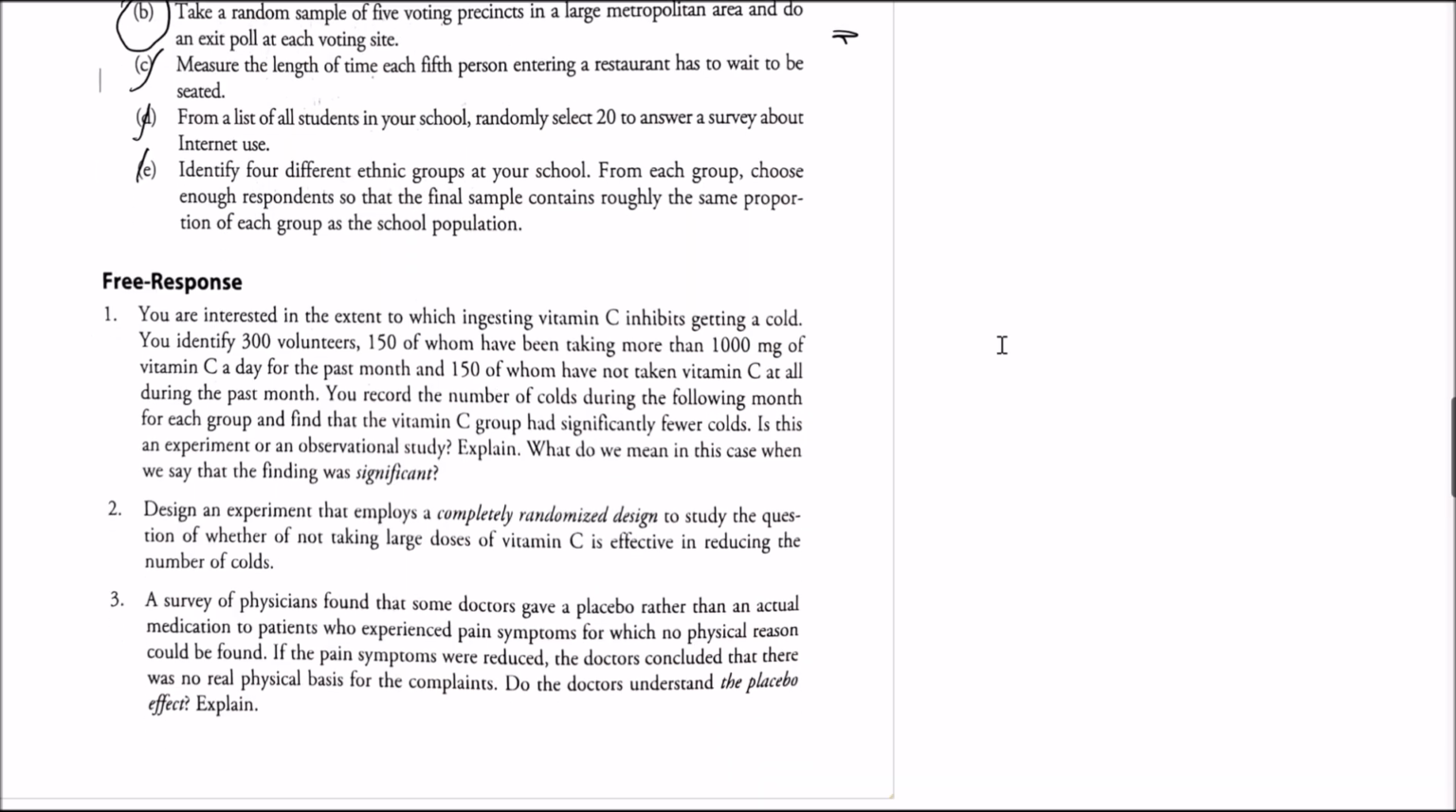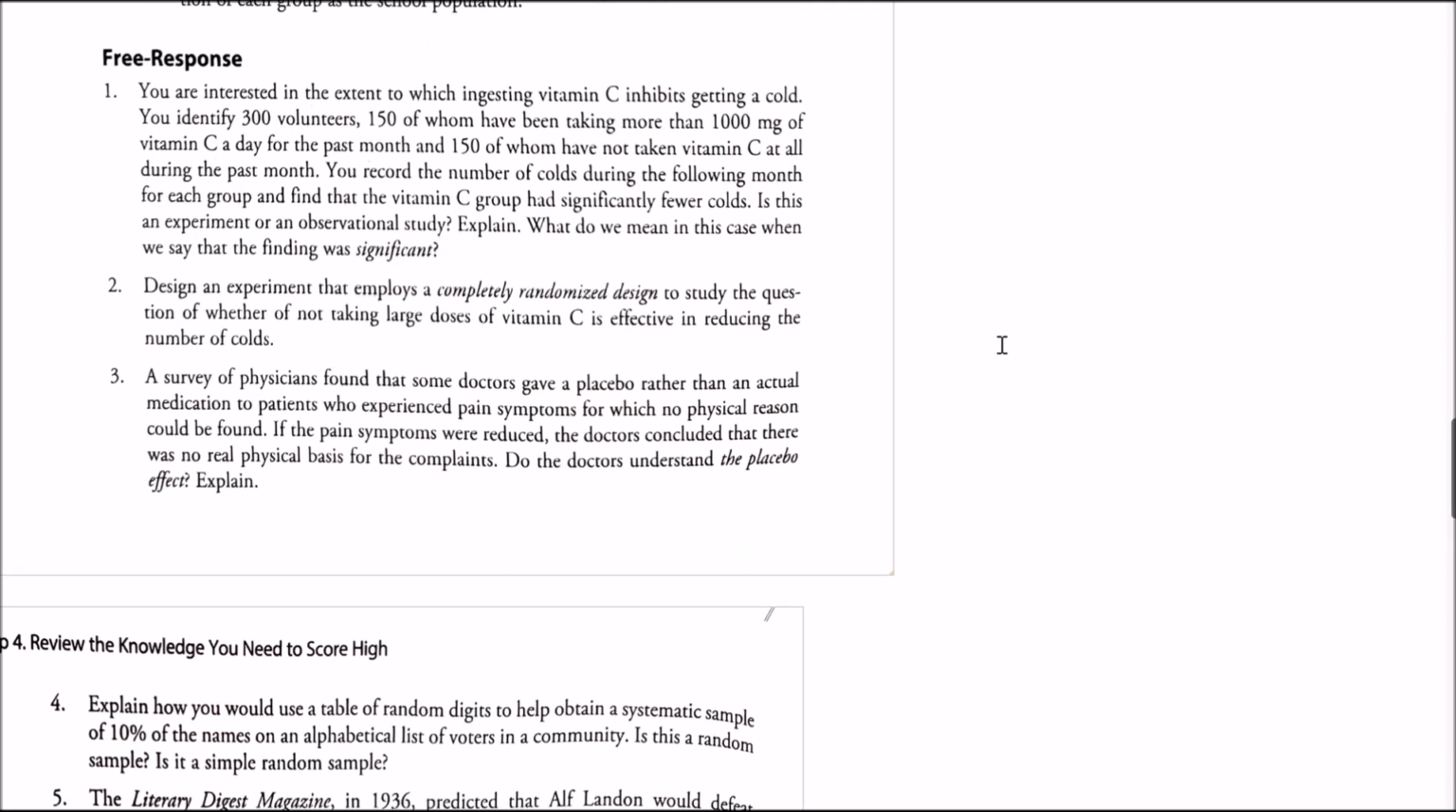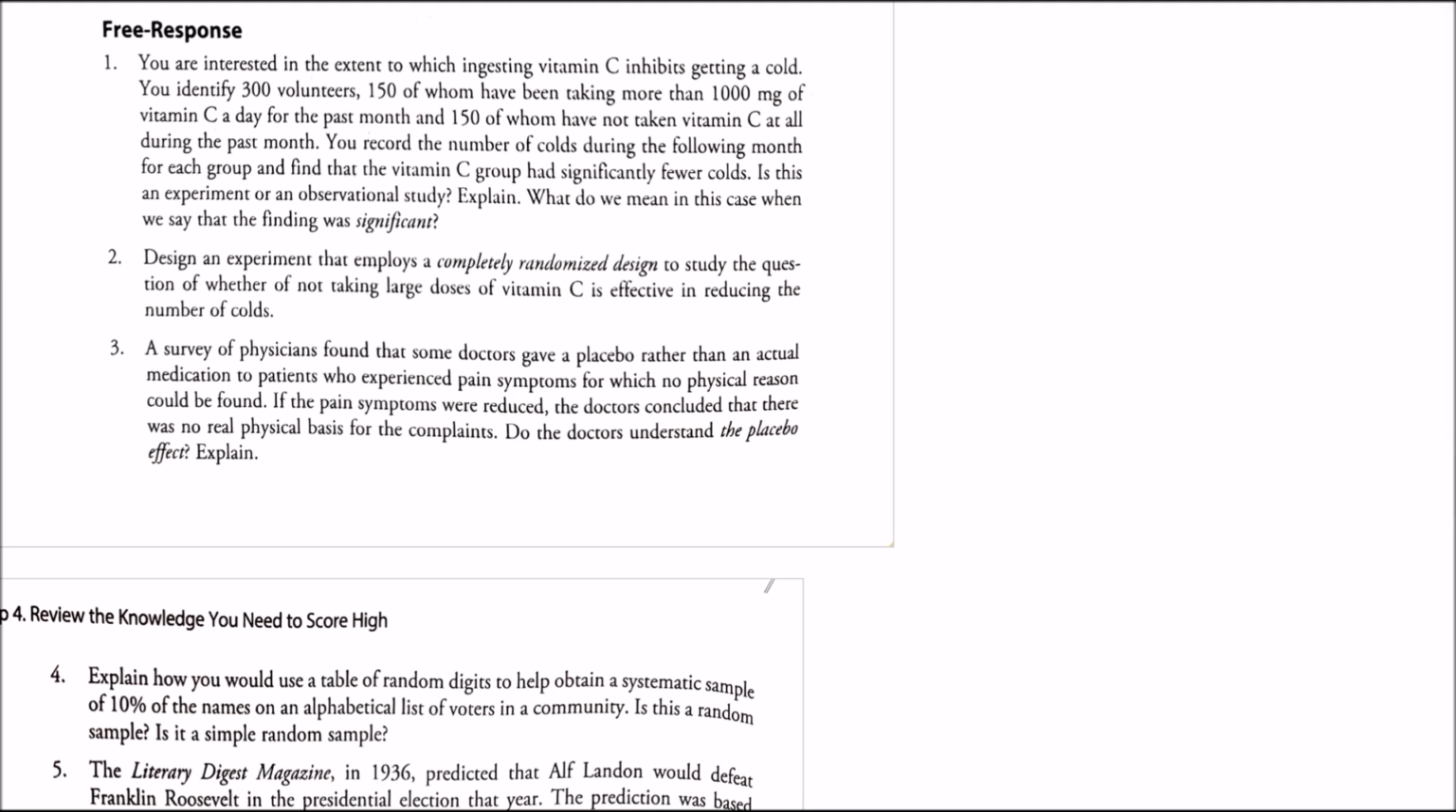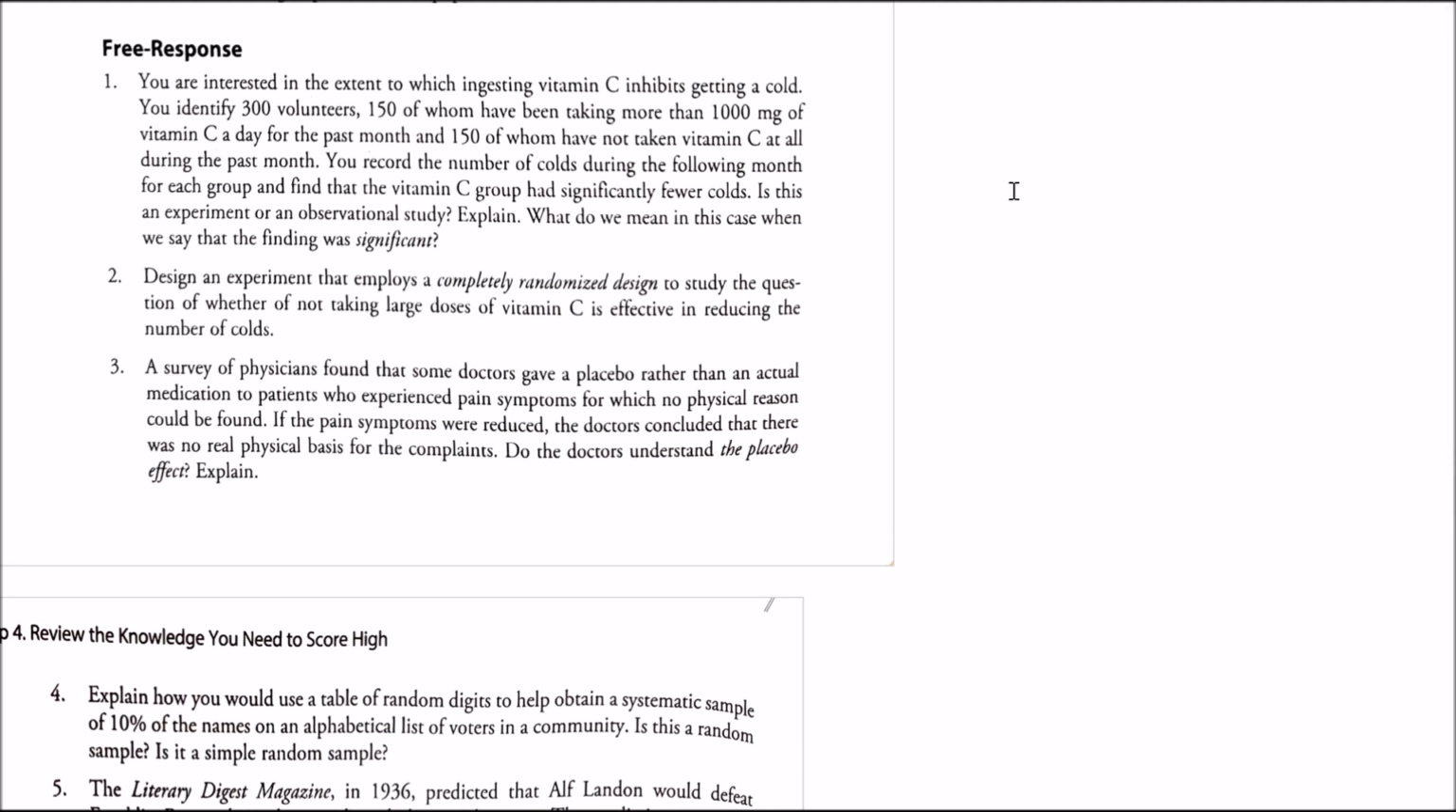All right. Okay, so that's it for the multiple choice. So we're going to start the free response. All right, so let's look at number 1. You are interested in the extent to which ingesting vitamin C inhibits getting a cold. You identify 300 volunteers, 150 of whom have been taking more than 1,000 milligrams of vitamin C a day for the past month, and 150 of whom have not taken vitamin C at all during the past month. You record the number of colds during the following month for each group and find that the vitamin C group had significantly fewer colds. Is this an experiment or observational study, and explain?